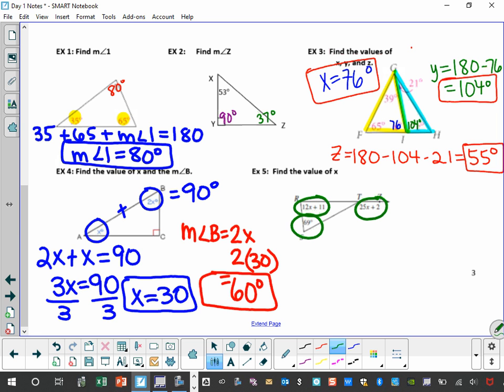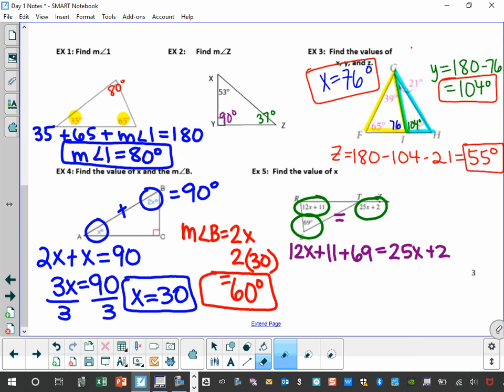They're equal to each other. So if I want to set this up, I'm going to set up 12x plus 11 plus 69 is going to equal what? 25x plus 2. Okay, exterior angles means that the two angles that are the furthest from the one on the outside are going to equal it. I probably should have just grouped this together. I want you guys to try to solve this.